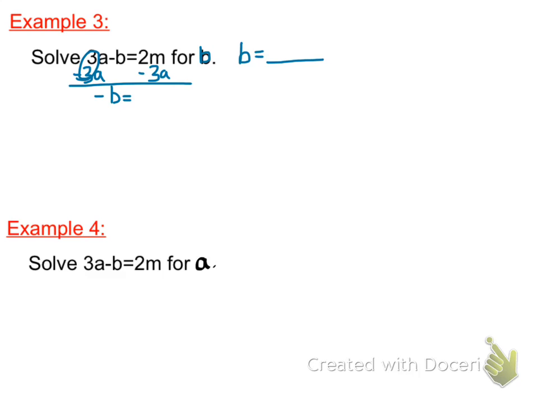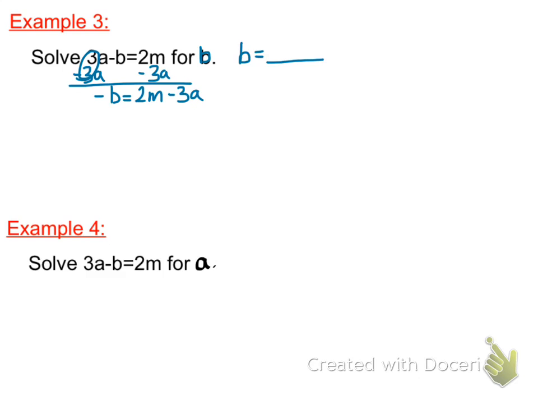Don't lose that negative on the b. That's very important not to lose that. On the right, I have 2m minus 3a. I can't actually do that subtraction, so just copy everything down. Now I see I have negative b, but I want regular b. We could also think of this as the opposite of b, equals 2m minus 3a. So I need to get rid of that negative sign in front. I don't want that.